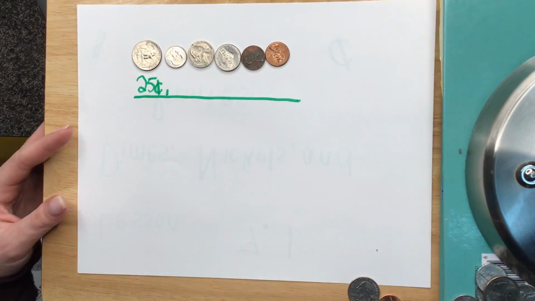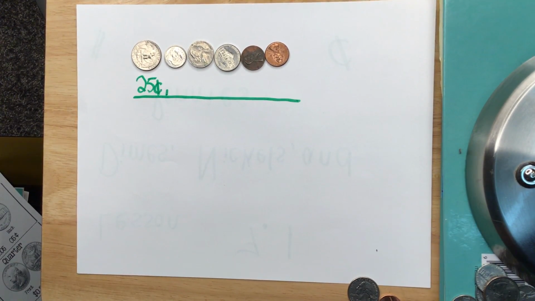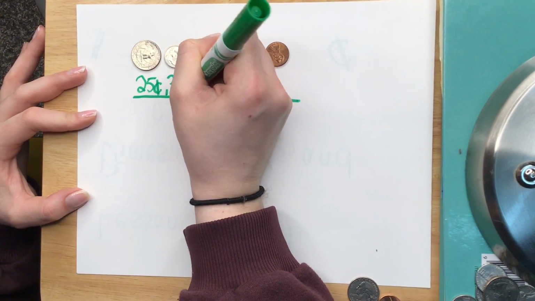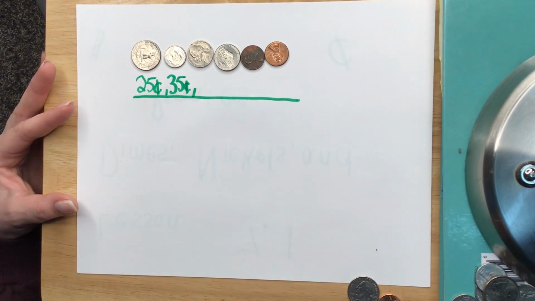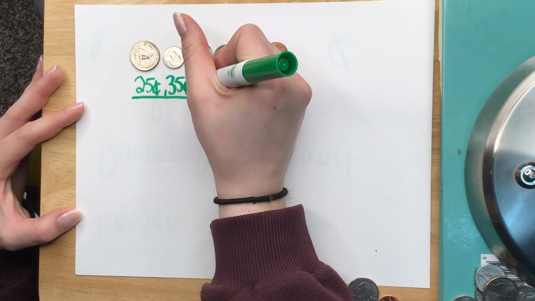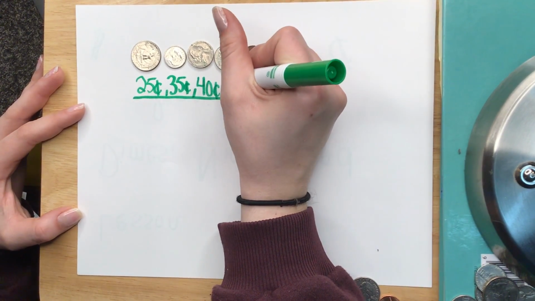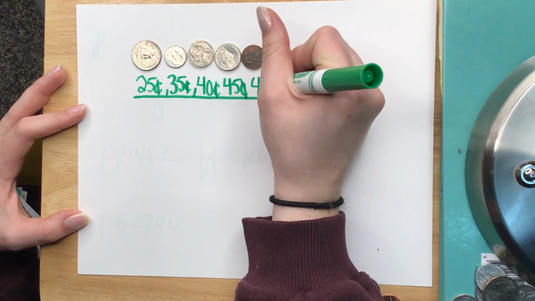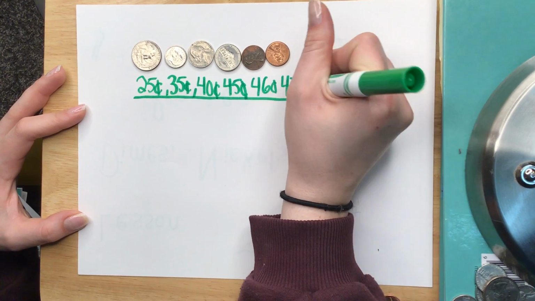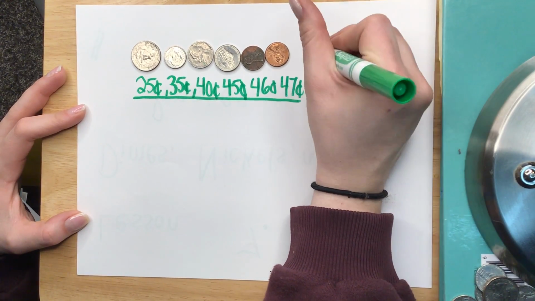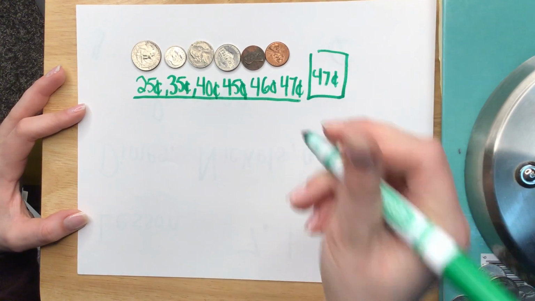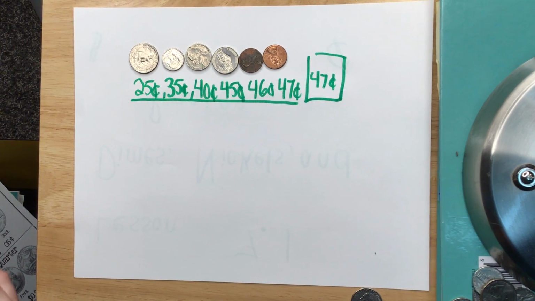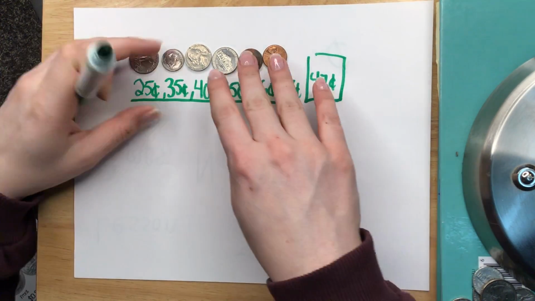And then the dime is worth 10 cents. So I'm going to think to myself, well, 25 plus 10 is 35 cents. And then I add a nickel in there. A nickel's worth 5 cents, so 35 plus 5 gives me 40 cents. Plus another 5 gives us 45 cents. And then we add 2 pennies, so we have 46 cents and 47 cents, giving us a total of 47 cents. So this is just a couple of ways that we can show our work. Let's try another one here.